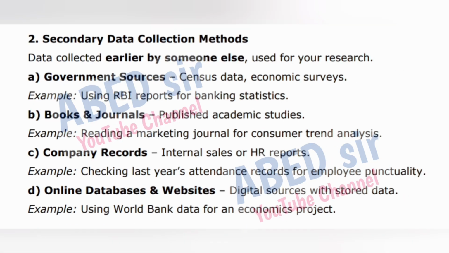2. Secondary data collection methods. Data collected earlier by someone else, used for your research. A. Government sources, census data, economic surveys. Example, using RBI reports for banking statistics. B. Books and journals, published academic studies.